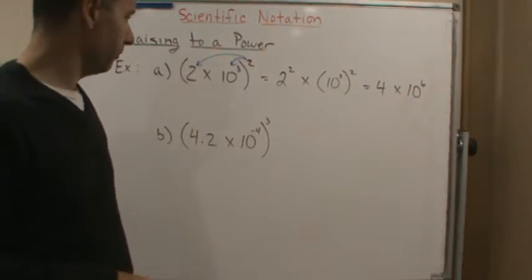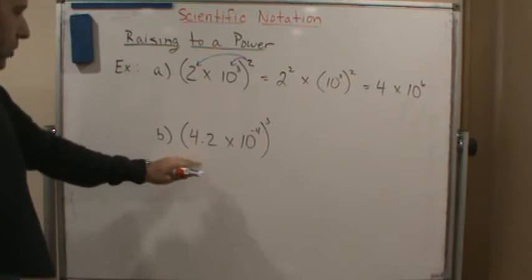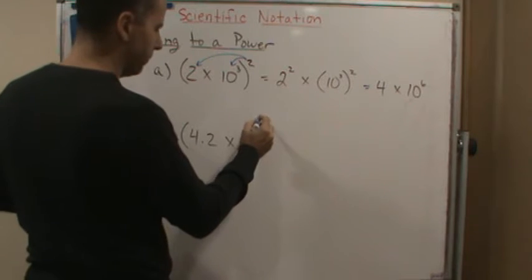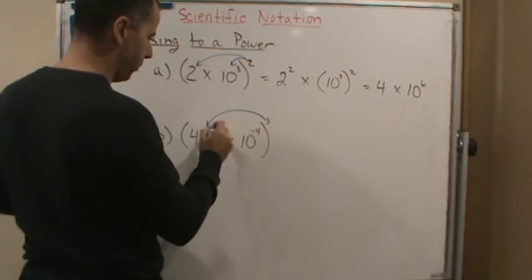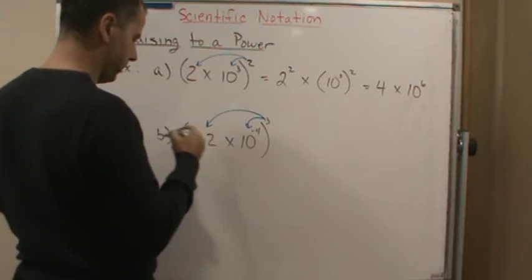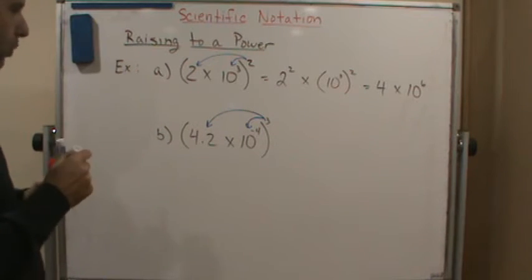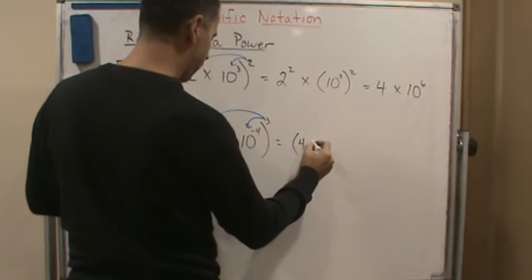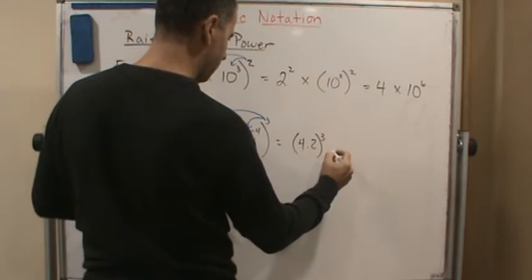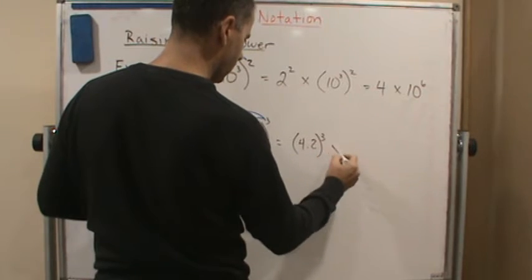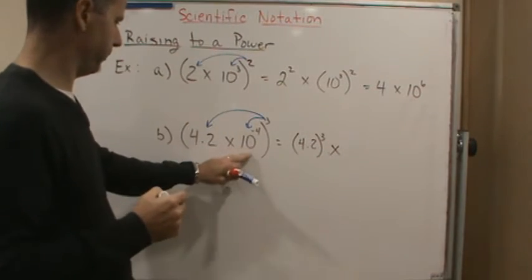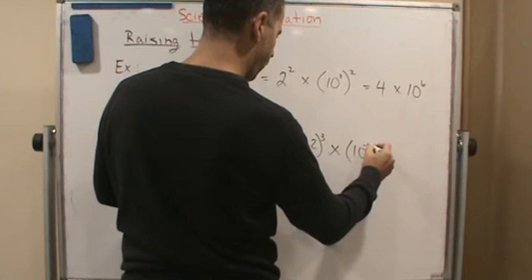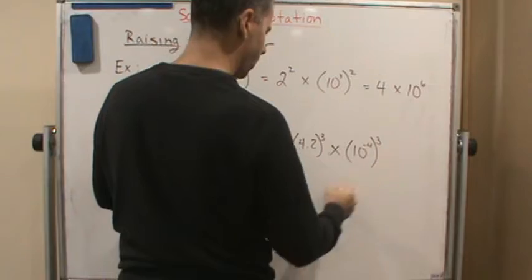Okay? Now, let's do this one. Again, I'm going to do the same thing. I'm going to distribute the 3, the exponent of 3, to both factors. Okay? So that means what I'm going to end up having is this. I'm going to have 4.2 cubed times 10 to the negative 4th power cubed.